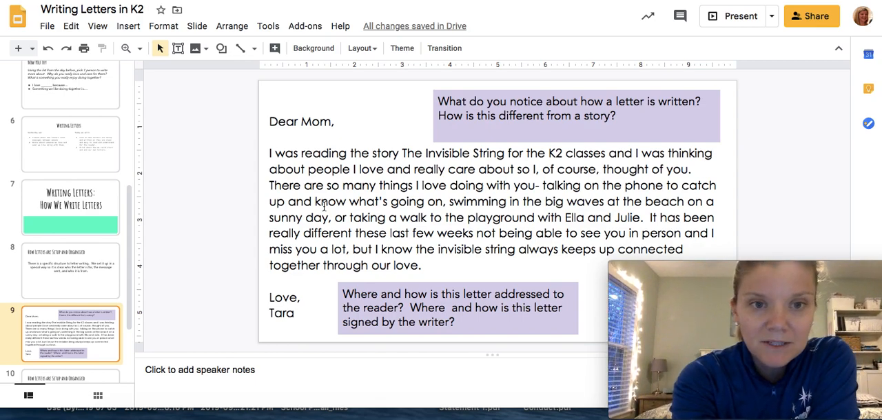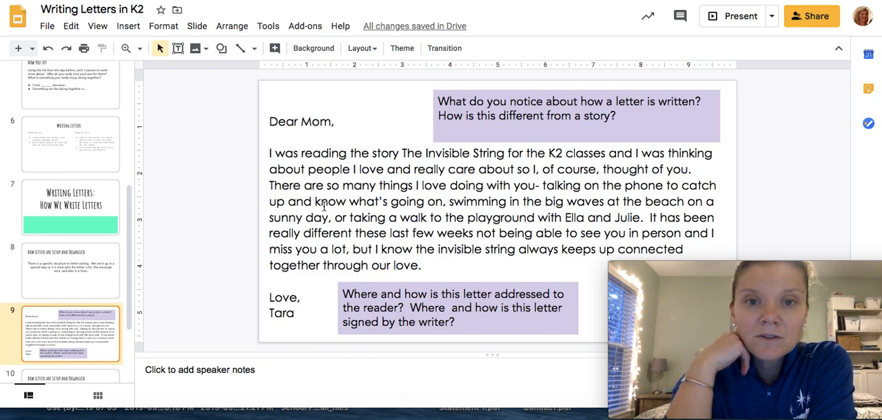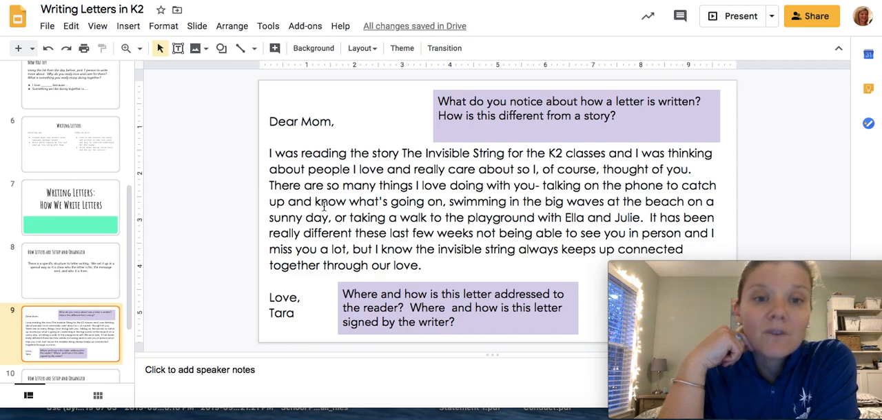Okay, so up at the top it says, "Dear Mom, I was reading the story, The Invisible String, for the K2 classes, and I was thinking about people I love and really care about. So I, of course, thought of you. There are so many things I love doing with you. Talking on the phone to catch up and know what's going on, swimming in the big waves at the beach on a sunny day, or taking a walk to the playground with Ella and Julie.